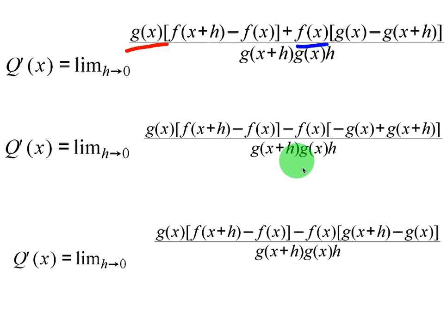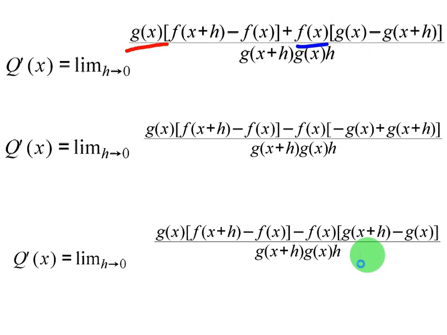All right, so the next thing we're going to do, I have to pause this for a second, because we're going to pull a negative out of the top. Even though only one term is negative, we're basically going to pull it out. That's going to leave us with negative f of x times negative g of x plus h. So basically all the signs flipped.